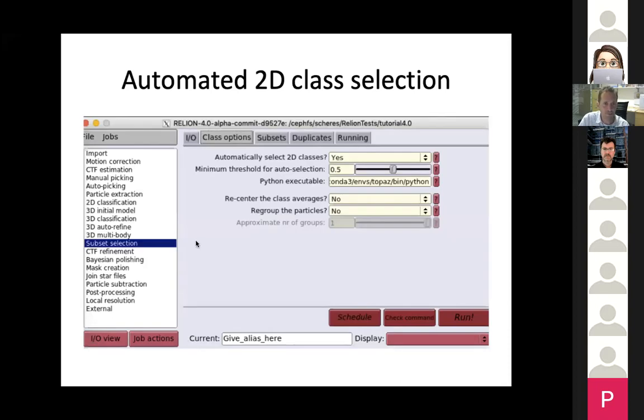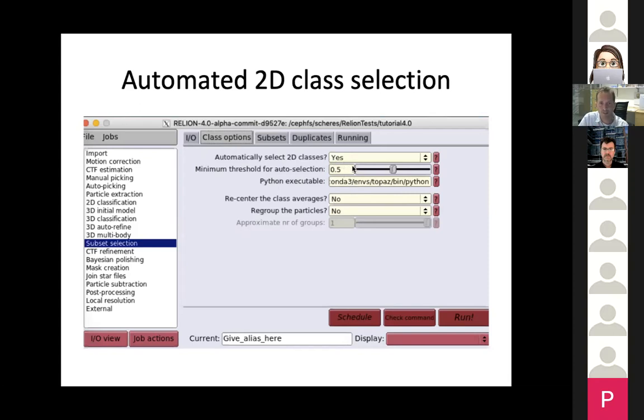This has been implemented inside the subset selection job type, where there's now a class options tab, and you can say automatically select the classes. Then you have to provide a minimum threshold for selection, and you have to provide a Python executable, which should have access to PyTorch, because that's what we implemented the network in. Because we've installed Topaz anyway for the auto picking, we actually use Topaz's Python for this, but you could use any of the other Python installations you may have.